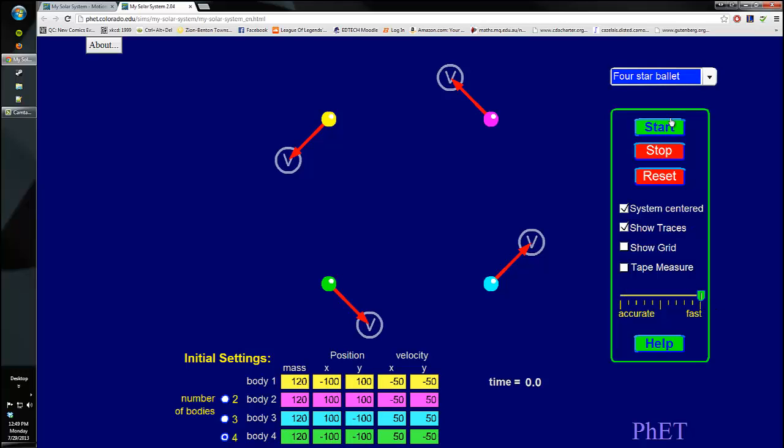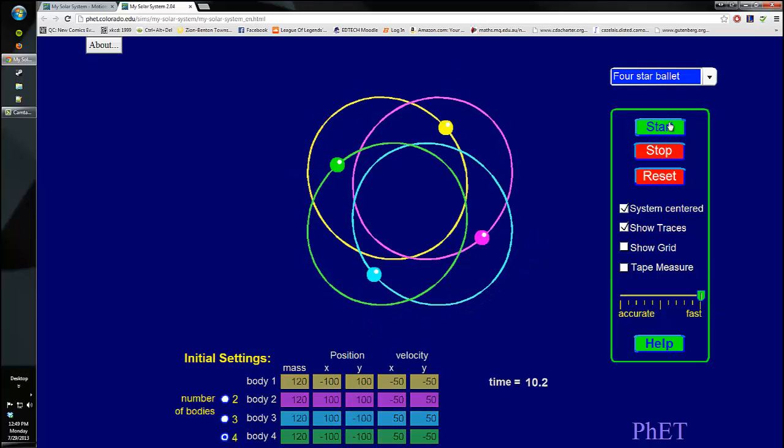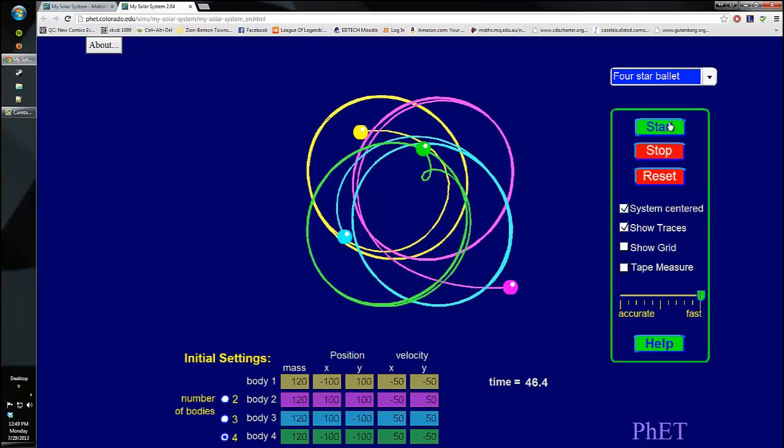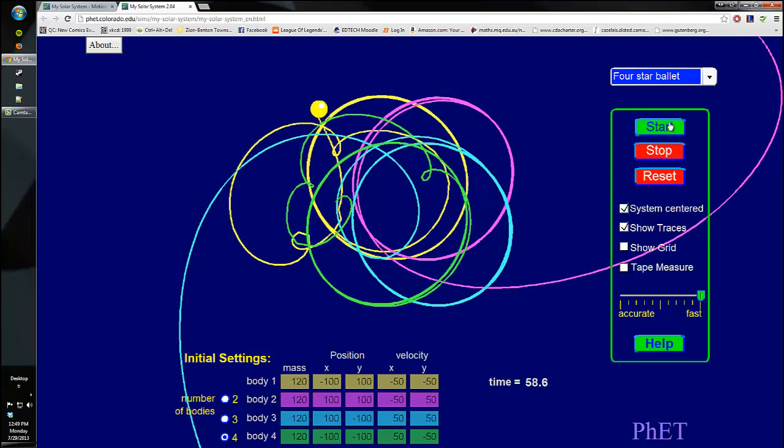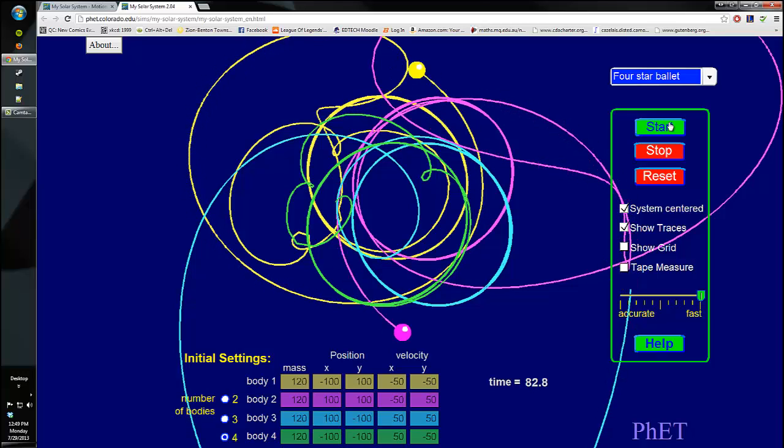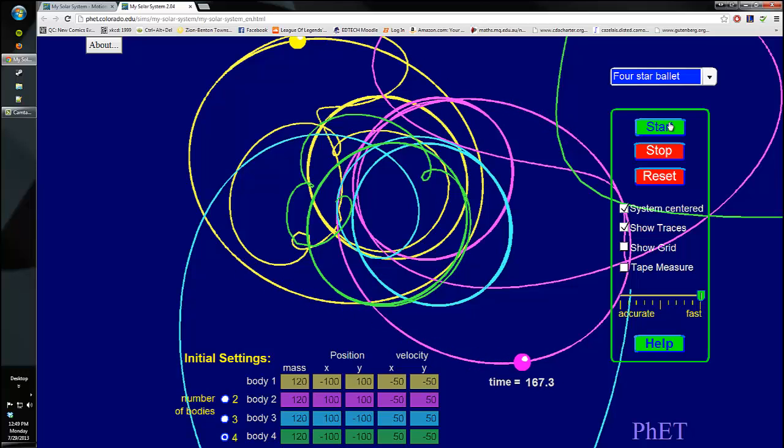But if you flip this over to fast, and you just watch, something very, very different happens. That's just fun to watch. But so then I asked my kids, why? What's the difference between being fast and accurate? Why does this computer model that is supposed to be doing the exact same thing every single time, why are things changing?